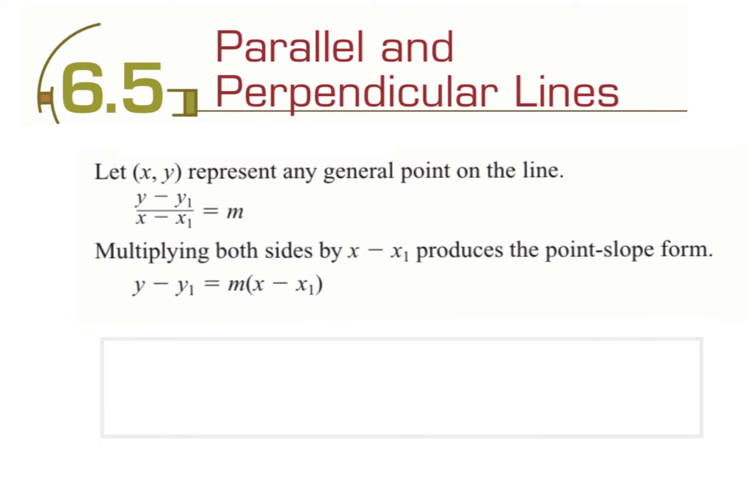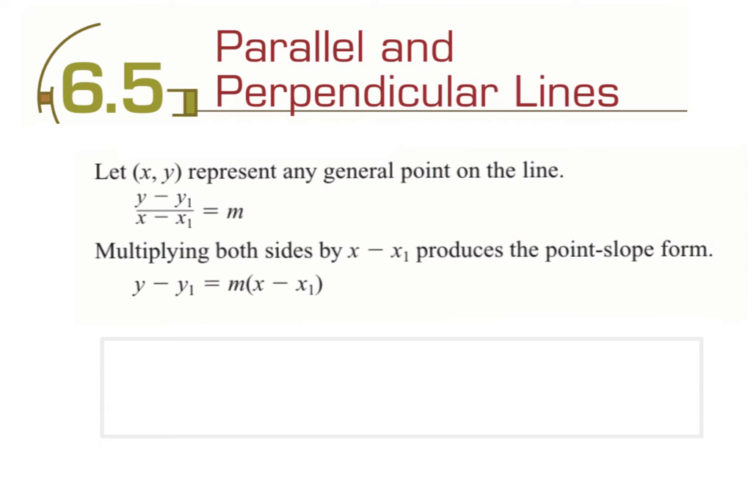All right, the first thing we're going to talk about is parallel and perpendicular. Well, this whole section is about parallel and perpendicular lines. We're going to start with the formula for slope. The formula for slope is y2 minus y1 over x2 minus x1 equals m.